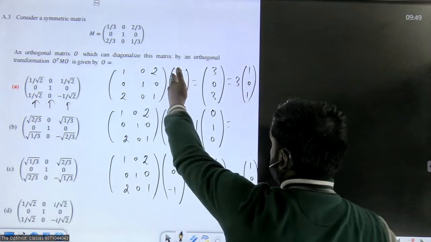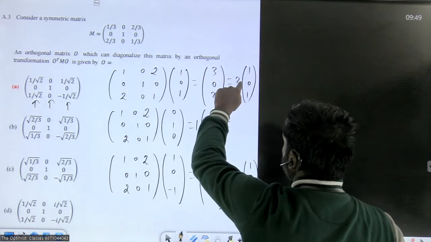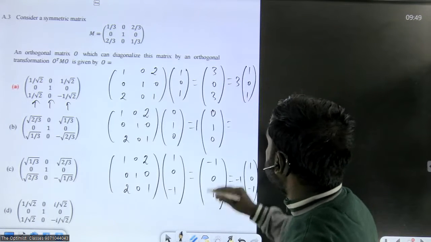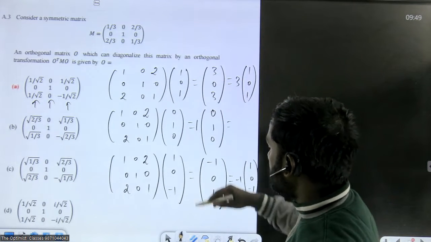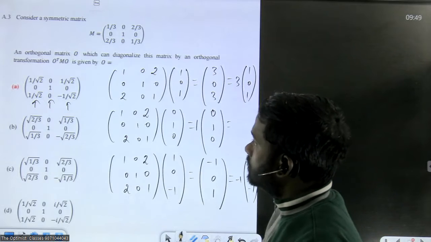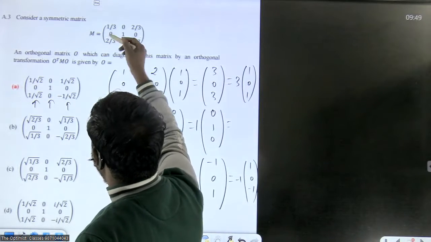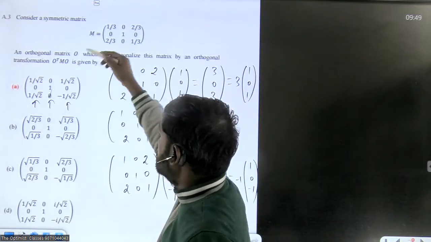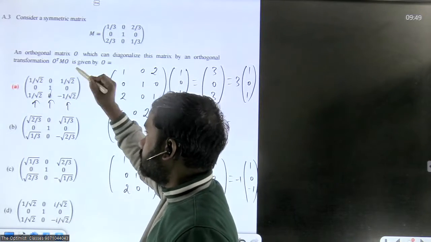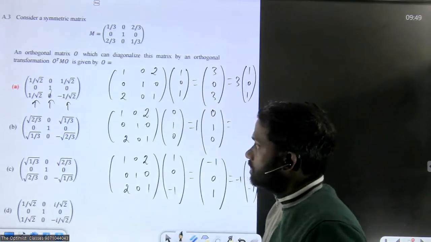Okay, here also the same thing is happening. You are getting the same column vector with a multiplication factor of 3. So therefore 3 is an eigenvalue, here 1 is an eigenvalue, and here -1 is an eigenvalue. So all the columns of this matrix are actually eigenvectors of this matrix. So therefore this matrix will definitely diagonalize this matrix. Okay, so therefore option A is correct.